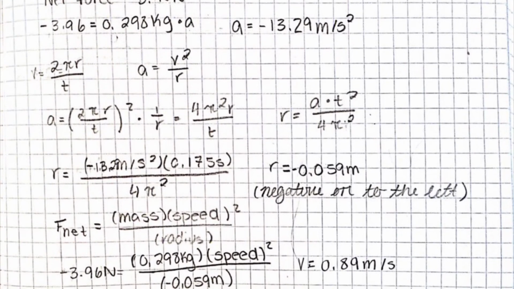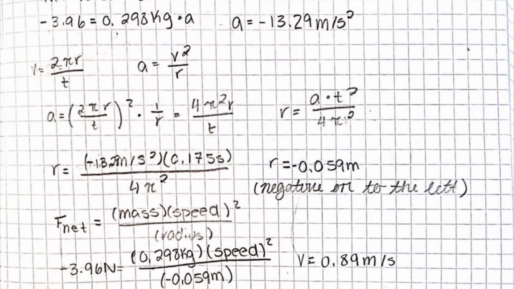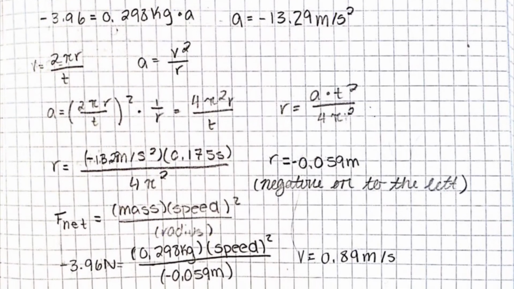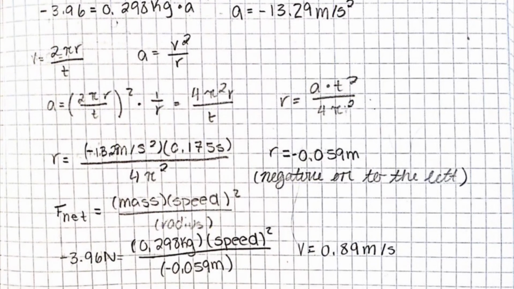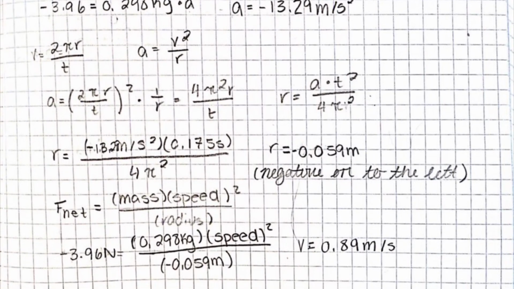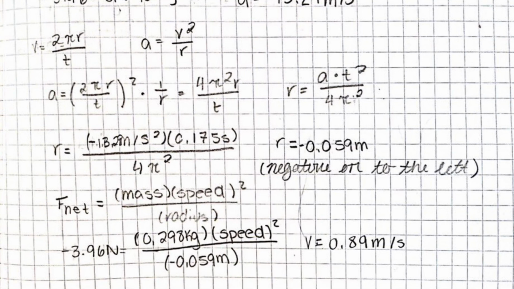0.059 meters. And for the velocity, we used the equation net force equals mass times speed squared over the radius, so negative 3.96 newtons times 0.298 kilograms times speed squared over 0.059 meters to get a velocity of 0.89 meters per second. And those are all the calculations that we did for our lab.